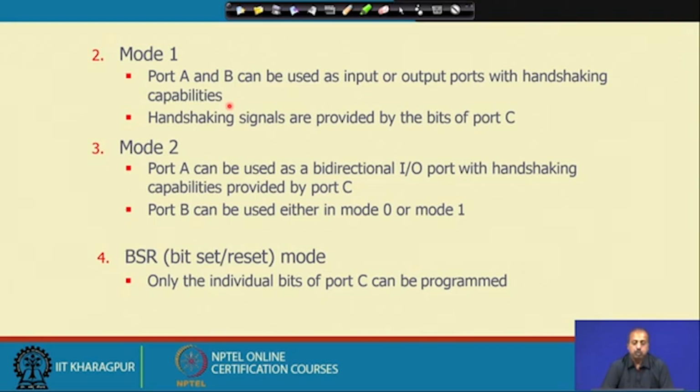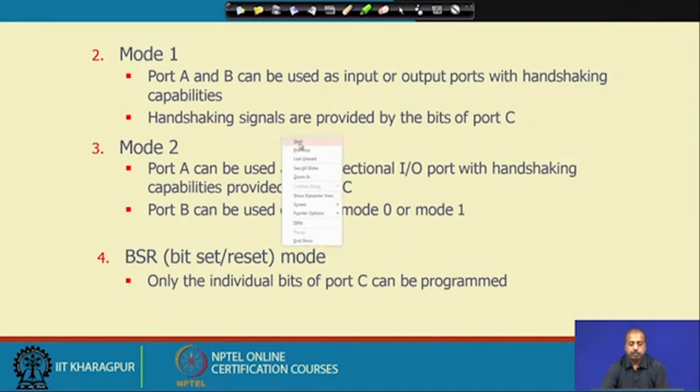Then we have mode 2. Here port A can be used as a bidirectional IO port with handshaking from port C, and port B cannot be used in mode 2. So, it can be configured in mode 0 or mode 1 only. And there is another interesting mode which is known as bit set reset mode or BSR mode. Here you can control the individual bits of port C. So, if you are really looking for bit level addressability, you have to go to the BSR mode.